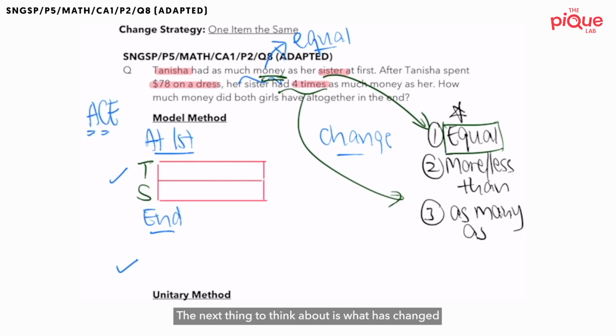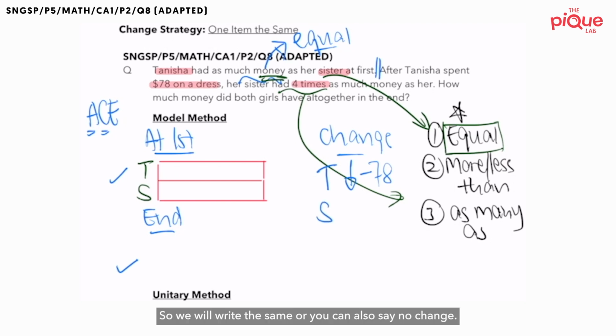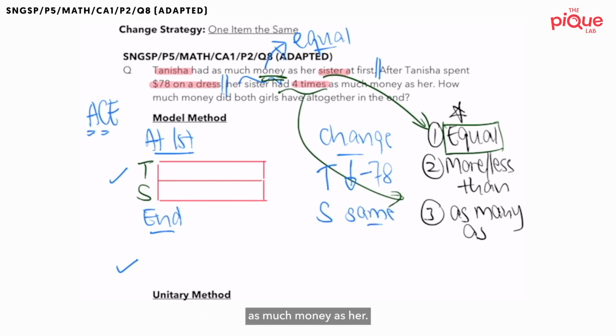The next thing to think about is what is changed and what is kept the same. So as we read the second sentence, after Tanisha spent $78 on a dress, how do we represent this information? So Tanisha spent $78. She had less money. And how much less? $78 on a dress. How about her sister? Did her sister spend any money? The answer is no. Her sister did not spend any money, so we will write the same, or you can also say no change. And in the end, her sister had 4 times as much money as her.